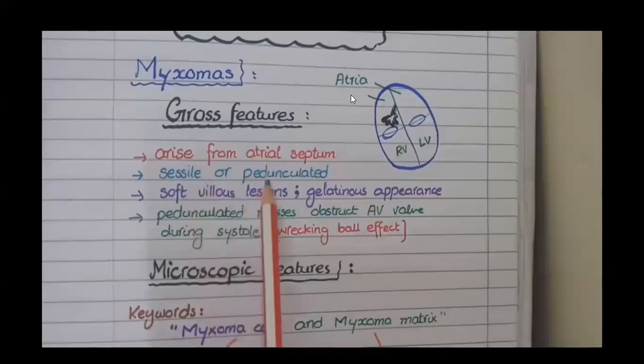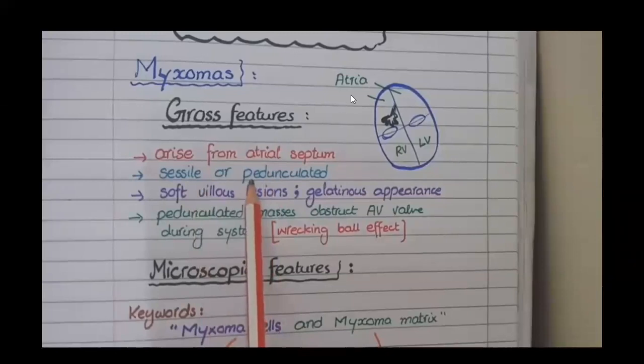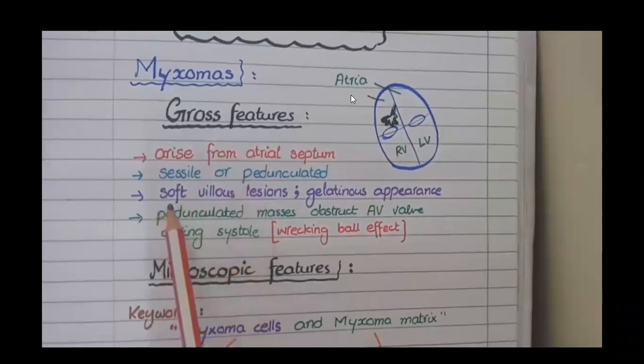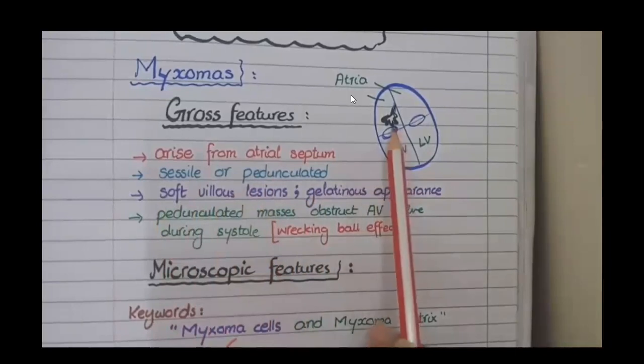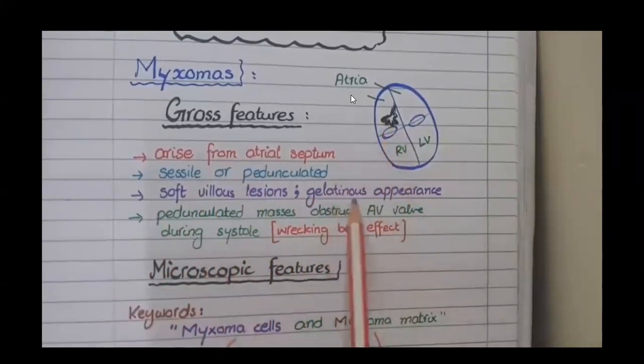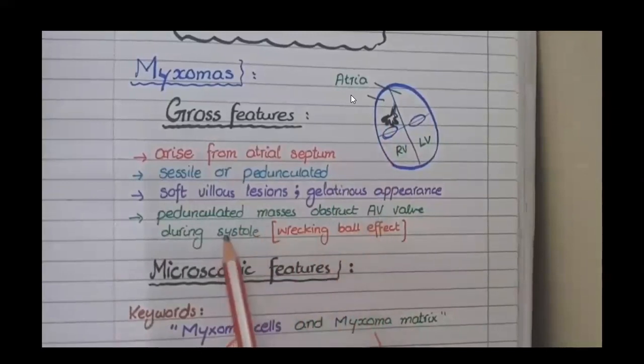Sessile or pedunculated. Sessile means that they will be fully attached to the atrial septum and will be immobile, while pedunculated means that they will be hanging from the interatrial septum through a stalk. Thirdly, there will be soft villous lesions, which means that they will have villi or finger-like projections, as you can see here in this diagram. And then they may have a gelatinous appearance. And lastly, pedunculated masses often grow downward and cause obstruction of the atrioventricular valve. This phenomenon is known as the wrecking ball effect.